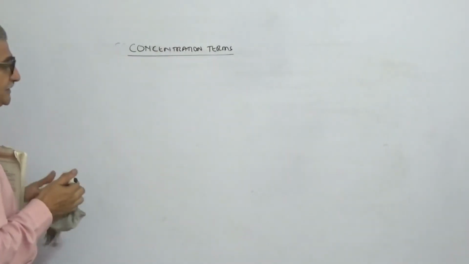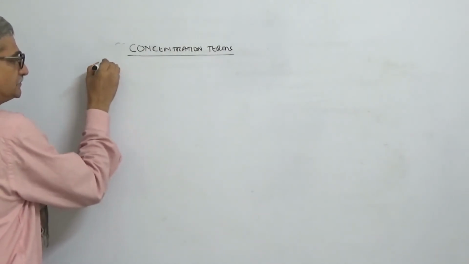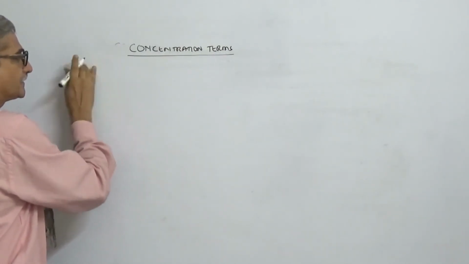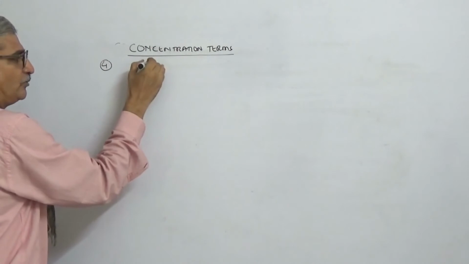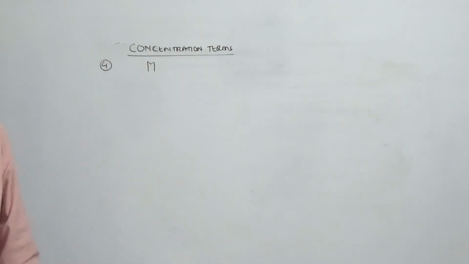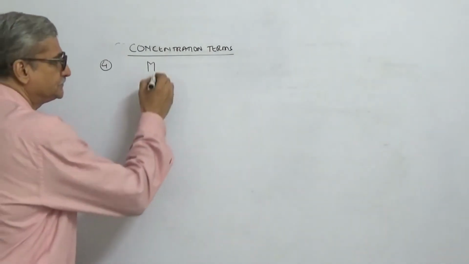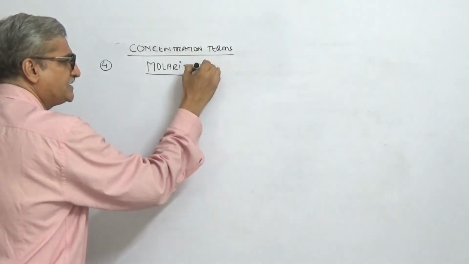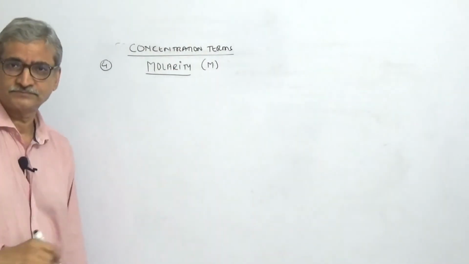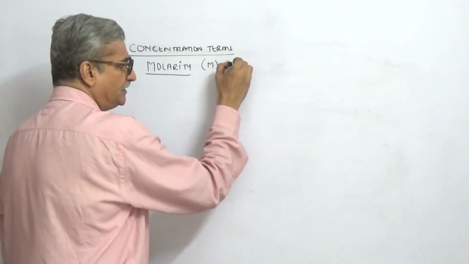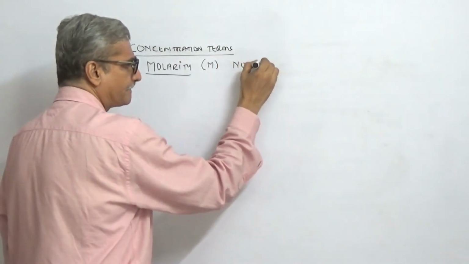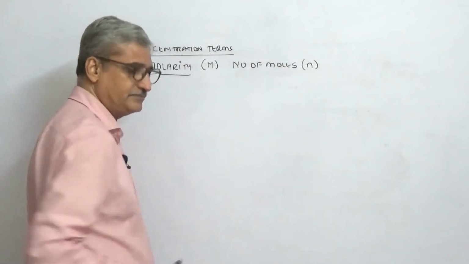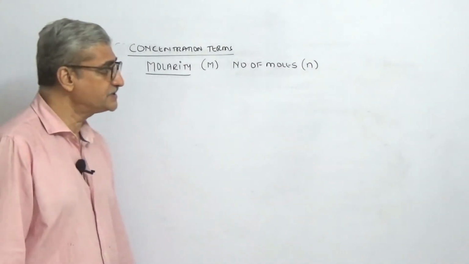So we come to molarity. This was fifth: 1, 2, 3, 4. We have molarity. Molarity is given by the symbol M. Molarity is simply the number of moles, N. Number of moles is given by the symbol N.